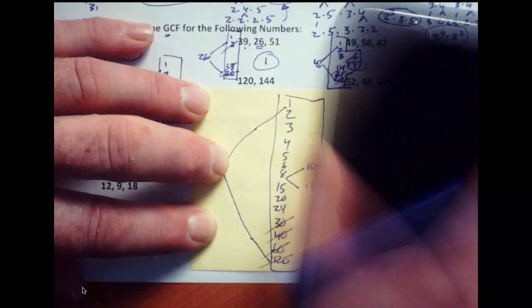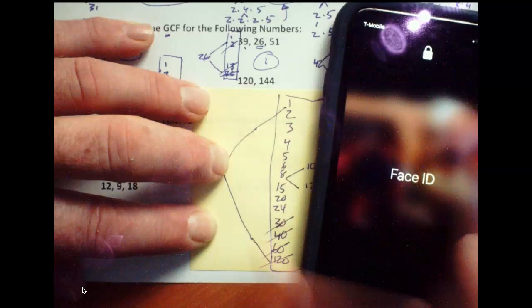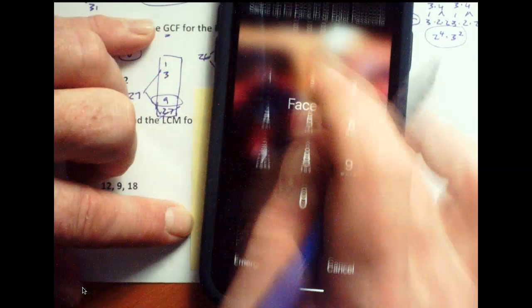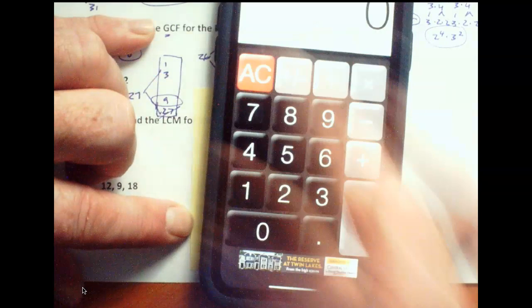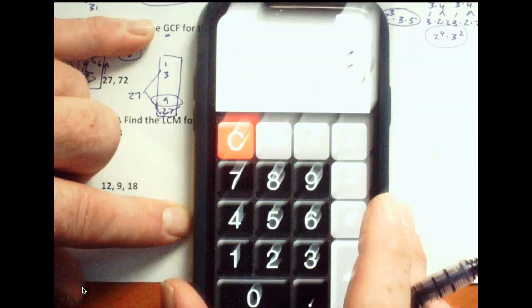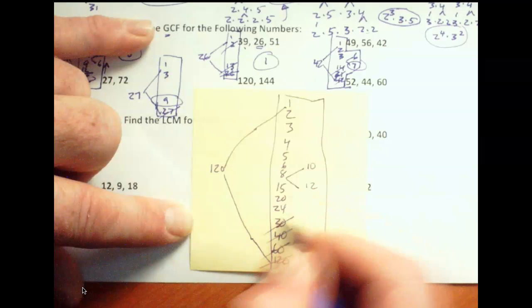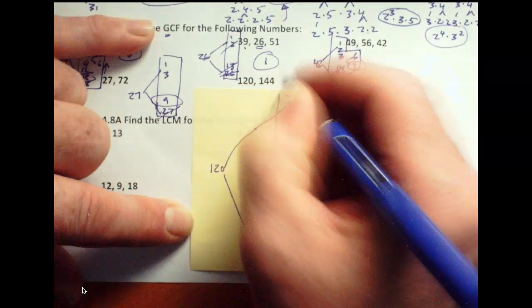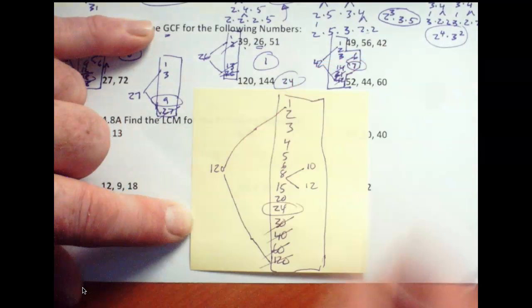30 won't go in. 24, now things are starting to get interesting. This 24 could be it. So 144 divided by 24 equals, bam, there's your answer of 6 right there. So 24 goes in there. This is the largest. That is the greatest common factor.